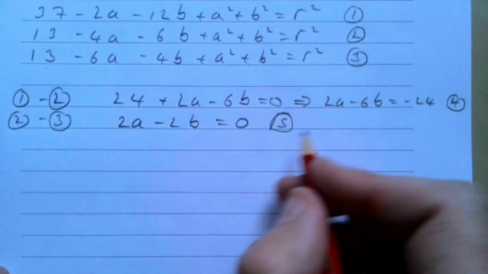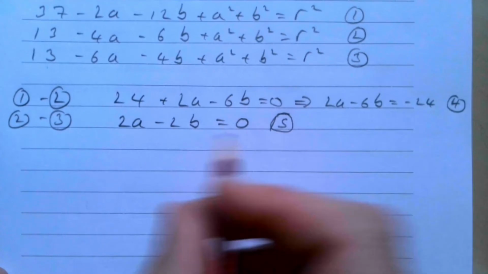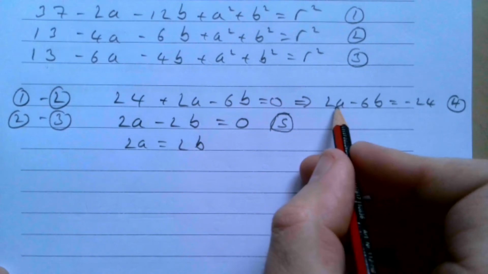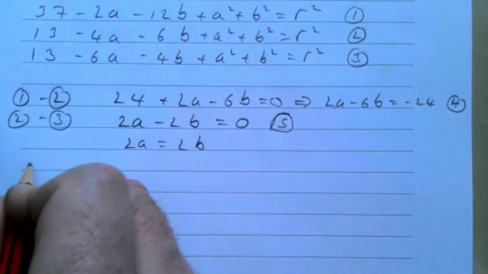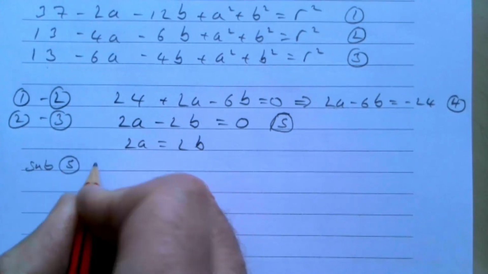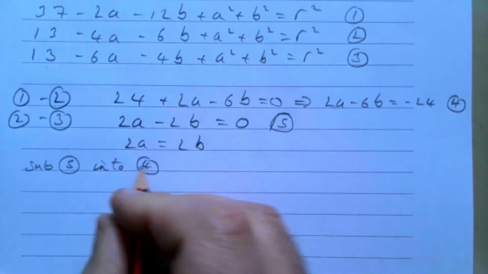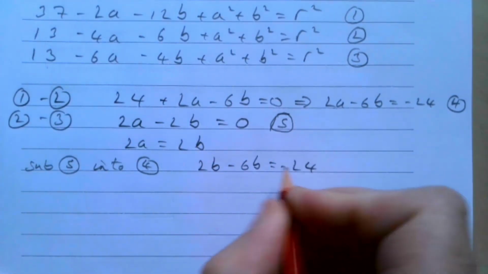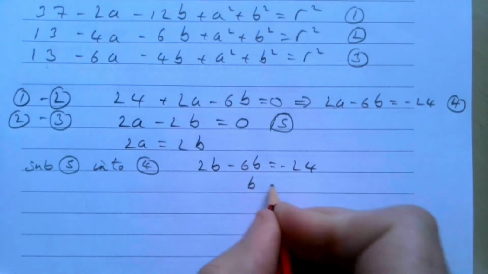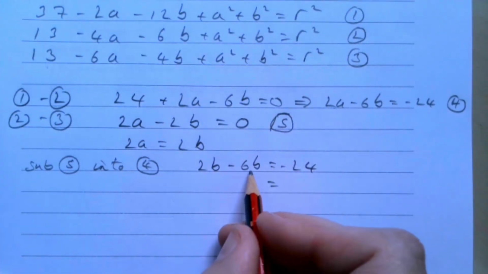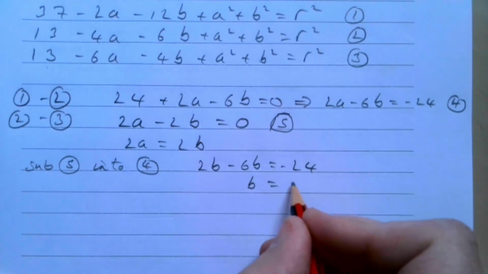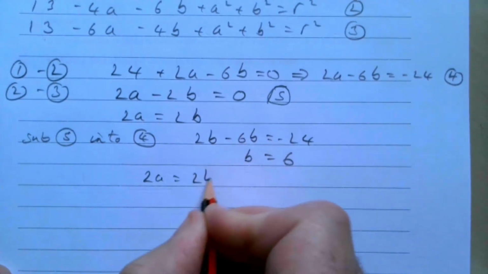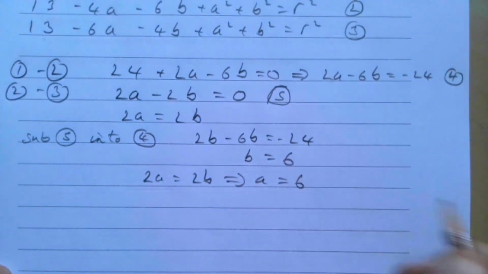If we do 4 take away 5, or even substitute one in for the other, I think it would make more sense, because we know that 2a equals 2b, so I'm just going to exchange that for my 2b. So sub 5 into 4, so we're going to have 2b minus 6b is minus 24, and that gives me b is 6. Do you see that? So we have minus 4b is minus 24, so 4b is 24, so b is 6, and obviously 2a equals 2b gives us that a is 6.